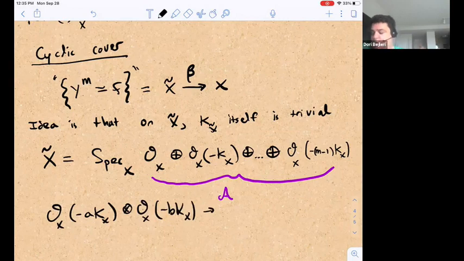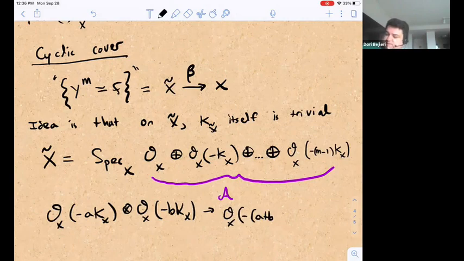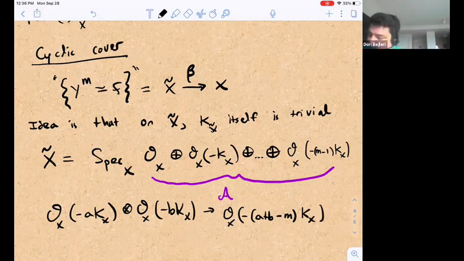to where's the product going to land? Well, normally, if I take tensors of sections of bundles, I get the sum. So normally I'd get minus (a plus b) K_X, but that's not going to be something in our algebra because our algebra cuts off at this mth step. And so we want to actually shift everything down by m to land here, so that minus (a plus b) plus m is actually one of the summands in our algebra A.